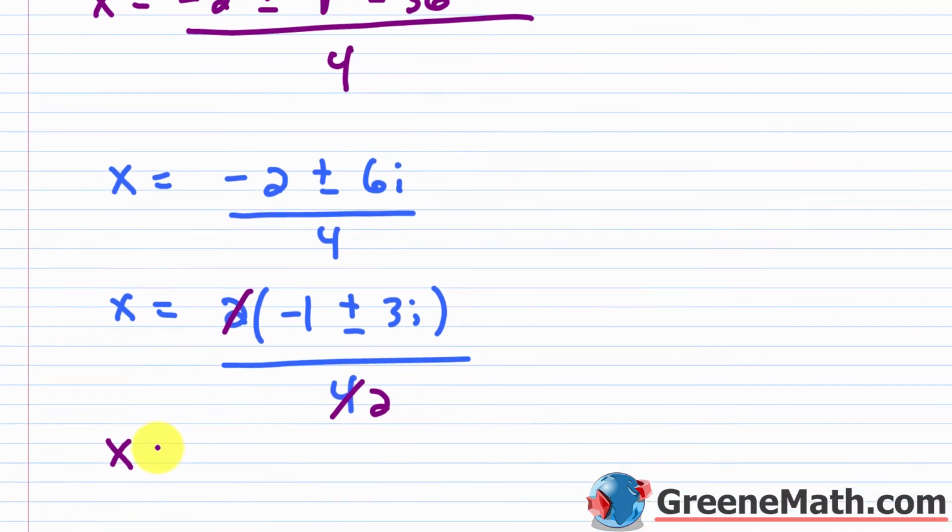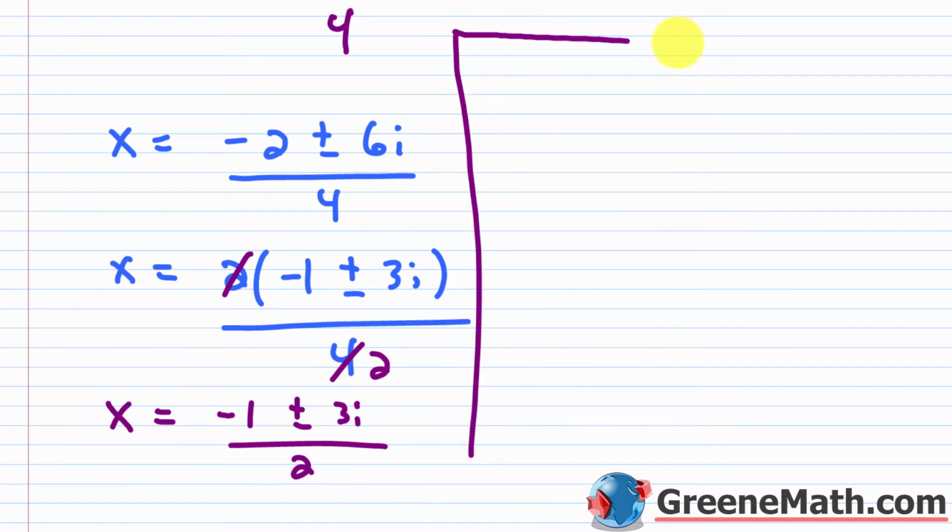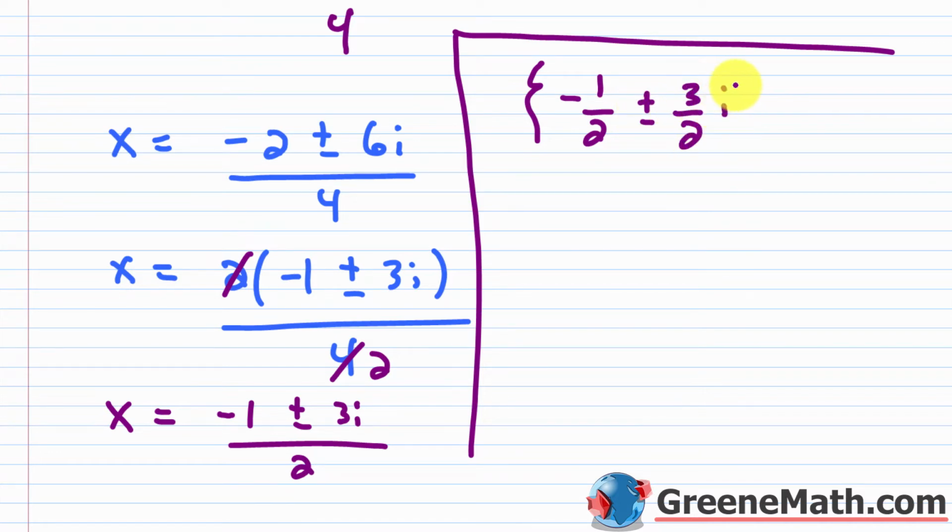So we'll say x is equal to negative 1 plus or minus 3i over 2. Now, if you want to write this in standard form for the complex number, we'll go ahead and do solution set notation. I'll put negative 1/2, and then I'll go plus or minus 3/2 times i. Okay, so that's your solution set notation.